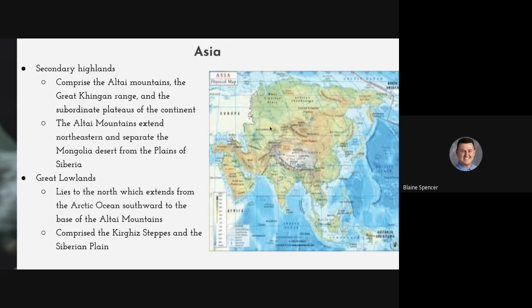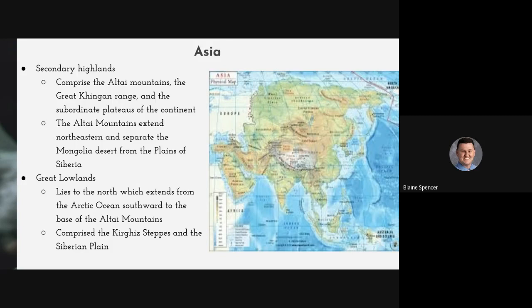So this region up here is going to be the Great Lowlands, and within these lands, it's going to be comprised of the Kirghiz Steppes and the Siberian Plain. So this is going to be unique. We saw that for the most part the primary and the secondary highlands are separated by the Great Depression or the Great Lowlands. However, that's not true with Asia. We see that both the primary and the secondary are going to be similar and are not going to be separated by the Great Lowlands.